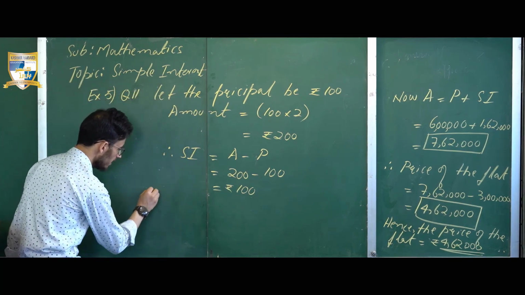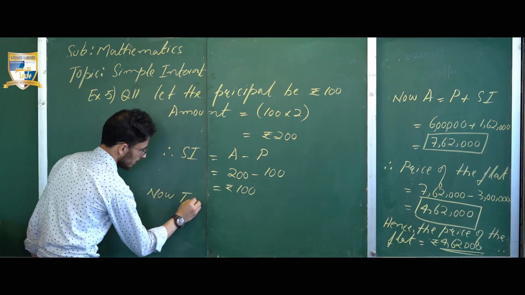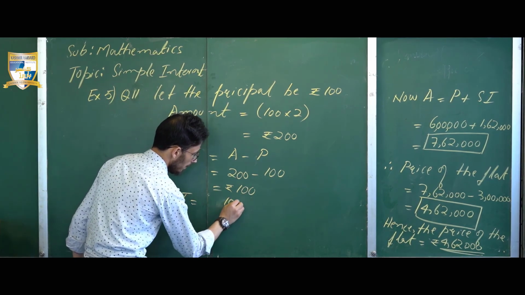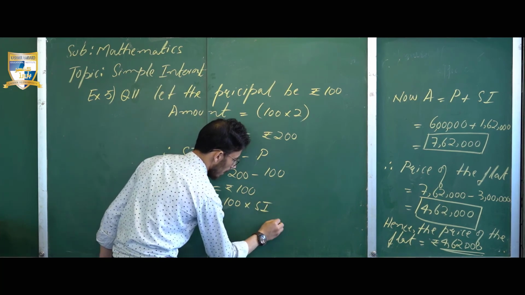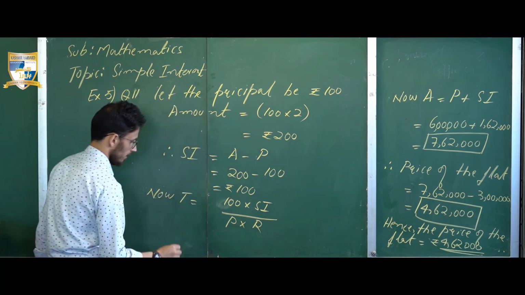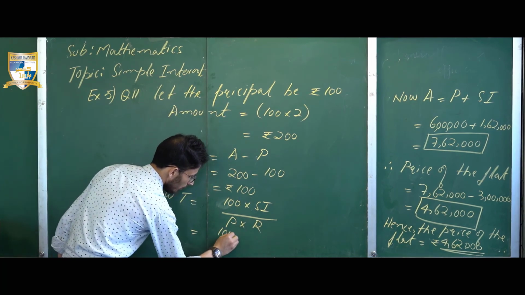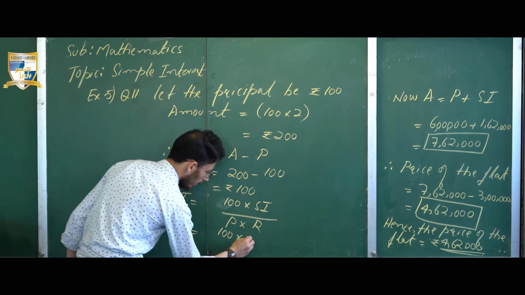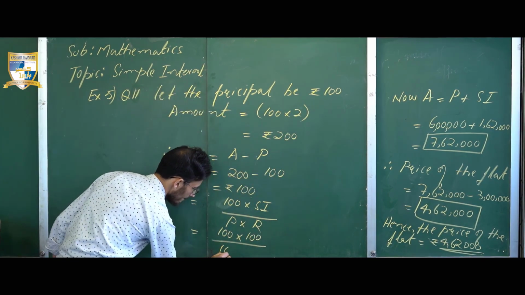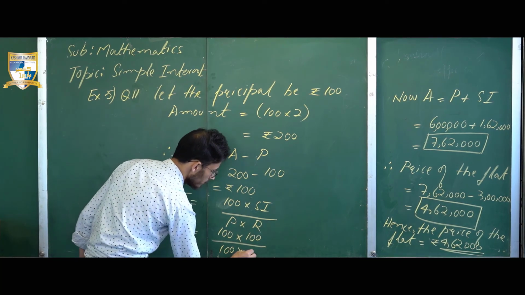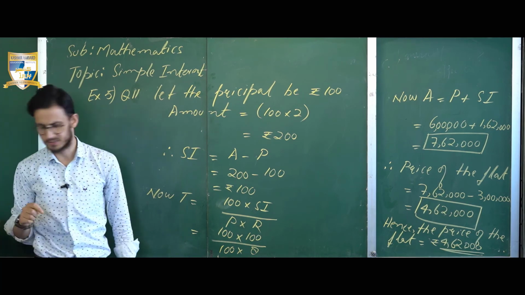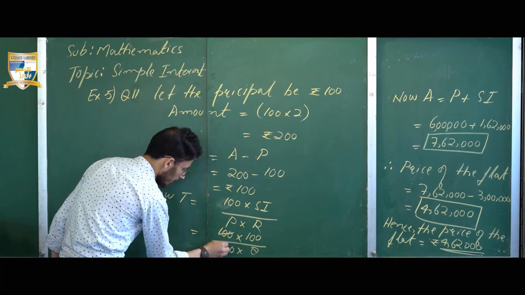Now the question is asking for the time. Now time is equivalent to 100 multiplied by simple interest, upon principal multiplied by rate, as per the formula. That is 100 multiplied by simple interest, which is equal to 100, upon principal, which is also equivalent to 100, multiplied by rate, which is equivalent to 8, as it is given in the question, that is 8% per annum. So 100 and 100 will be cancelled out.